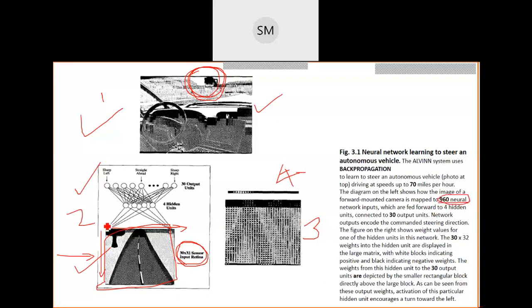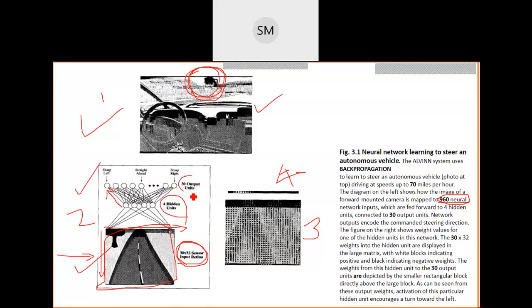So all these 960 pixels are given to the units of the input layer as input. And here some hidden layers are there, four hidden layers. These four hidden layers are getting all these 960 inputs, and then they are producing some outputs. Output is nothing but steering commands, right? And these outputs are given to the next output layer units as input.